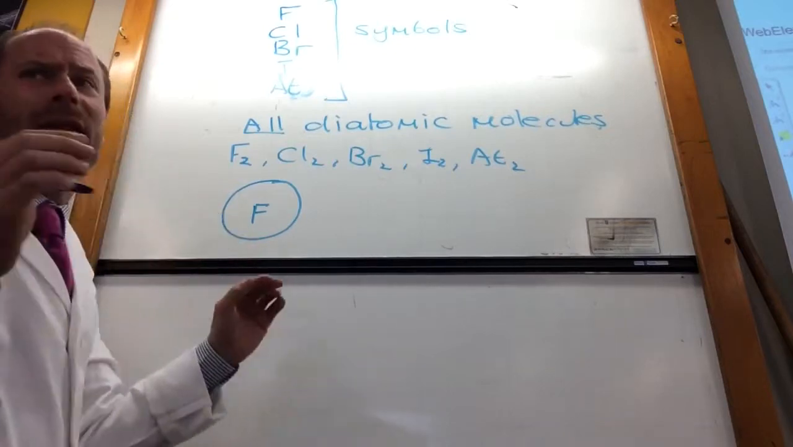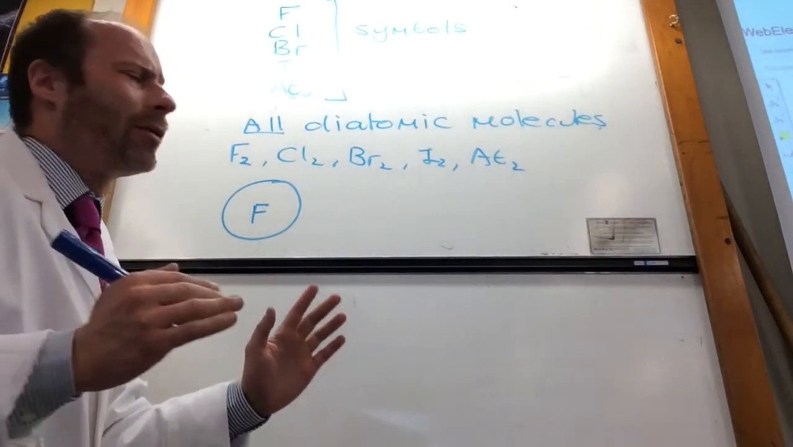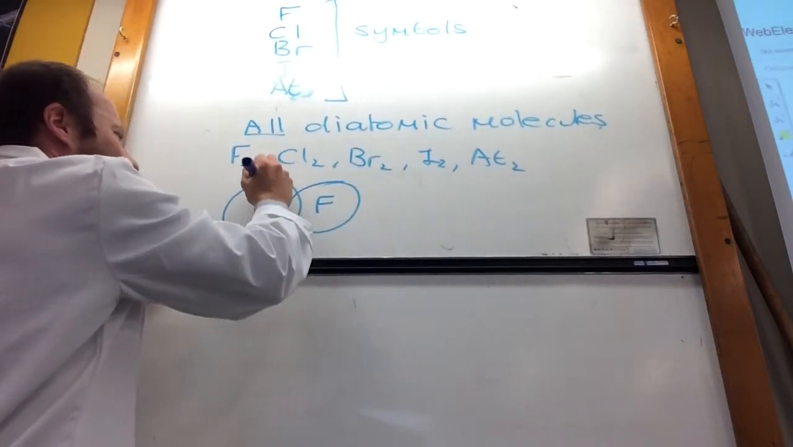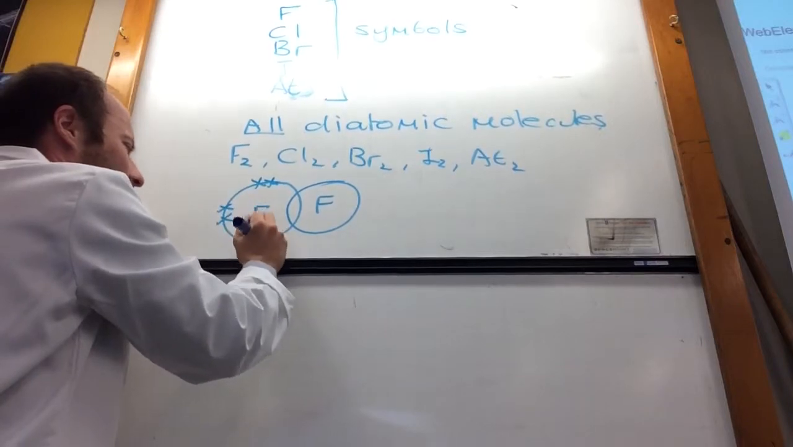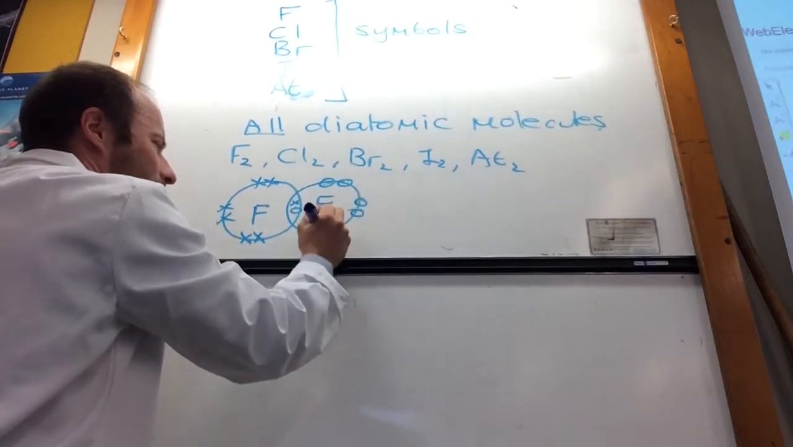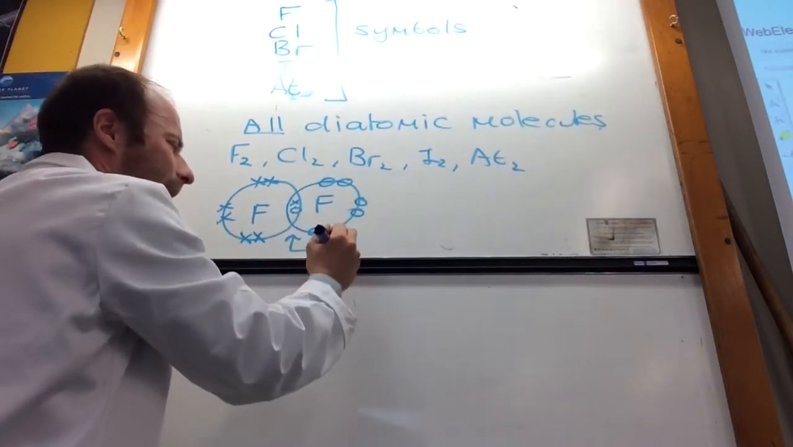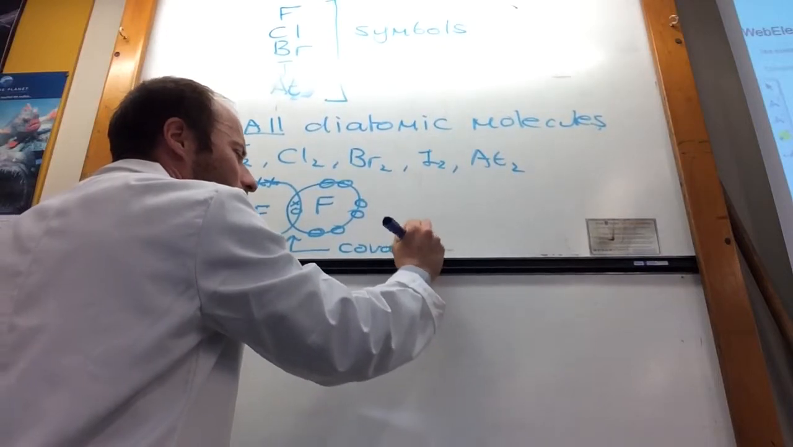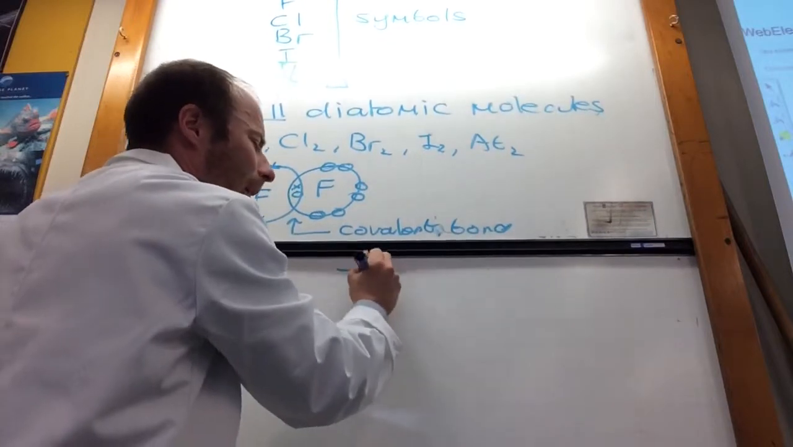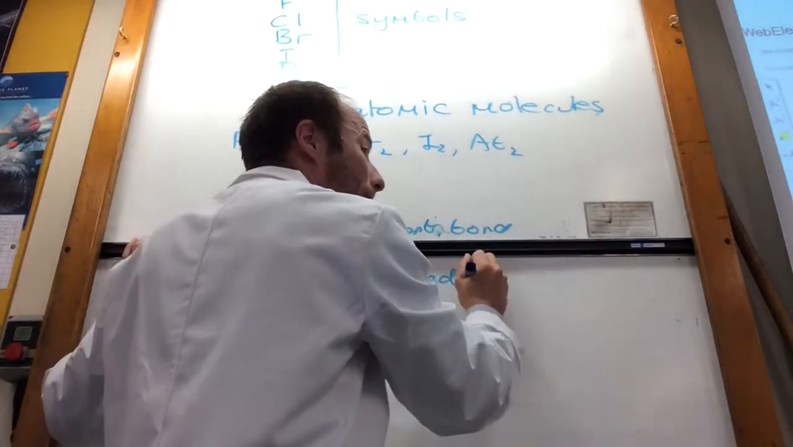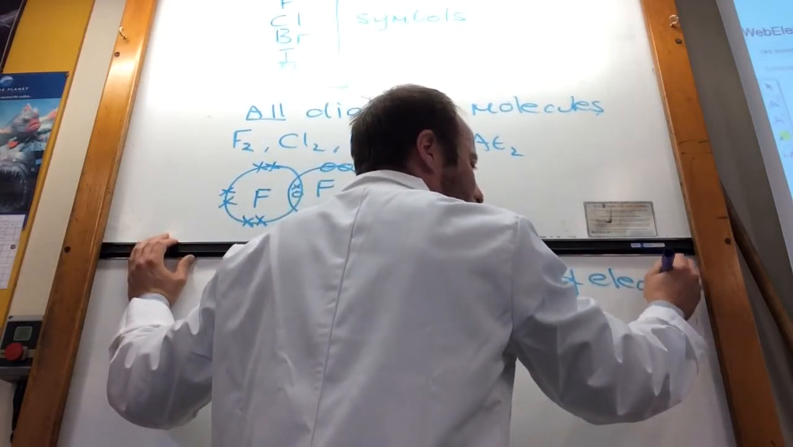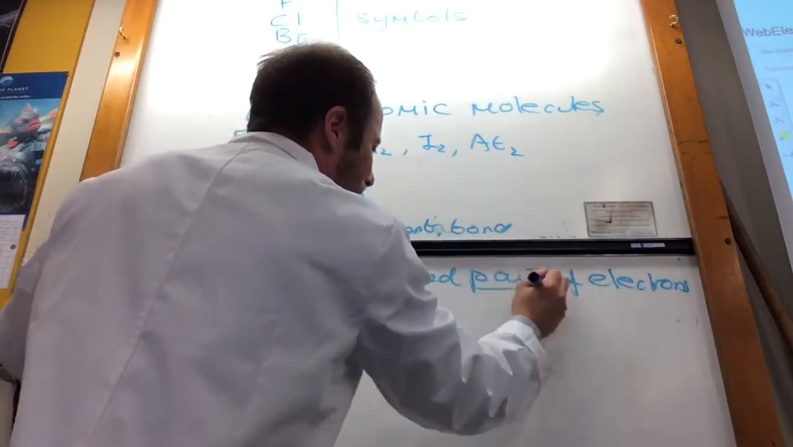Why 7? What group number are they in? They're in group number 7. So I draw two fluorine atoms. If I do crosses for this one, that's 6, 7. Circles or dots for this one. And then that there is a covalent bond. And how do you define a covalent bond? A shared pair of electrons.